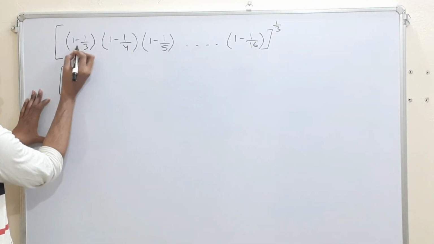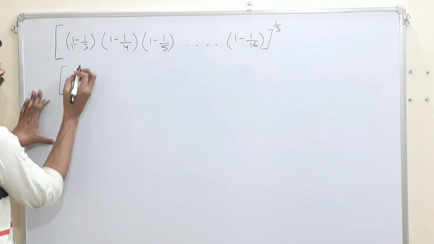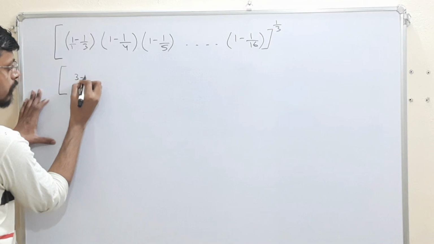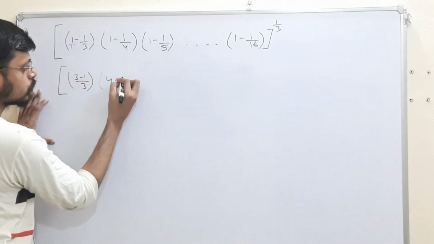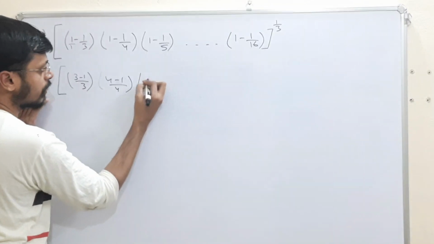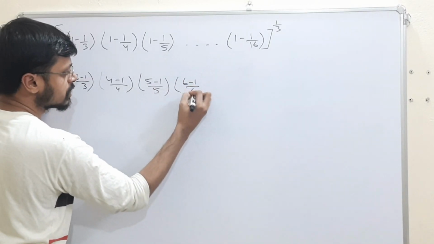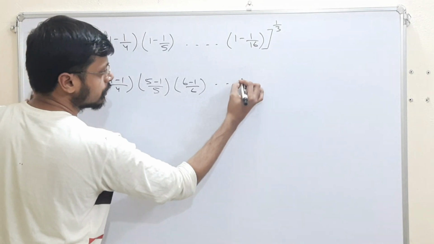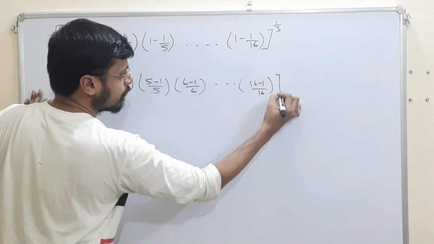See, if you take the LCM, 3 will be the LCM, 3 1 ja 3, 3 minus 1, 2. So I am writing for you like this. Here 4 minus 1 by 4. Here 5 minus 1 by 5. Here 6 minus 1 by 6. Like this it will keep on coming till the last, 16 minus 1 by 16. Whole power is 1 by 3.